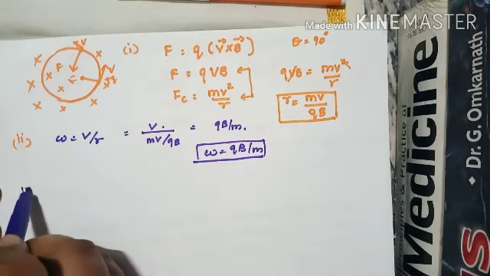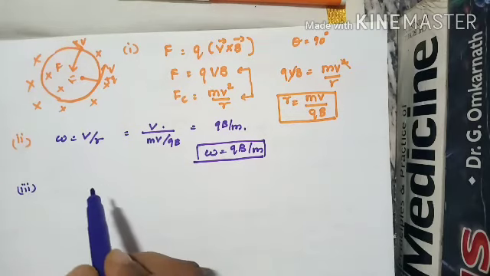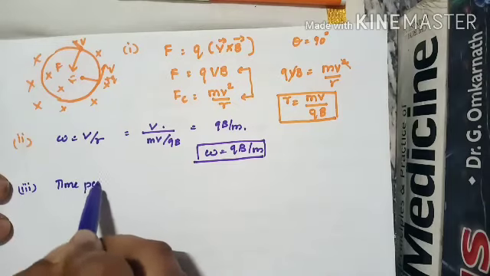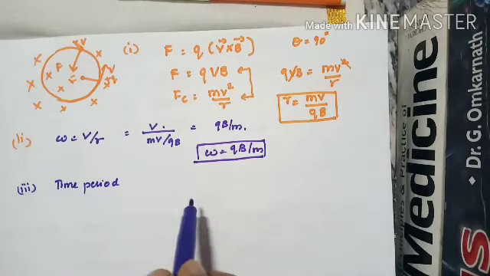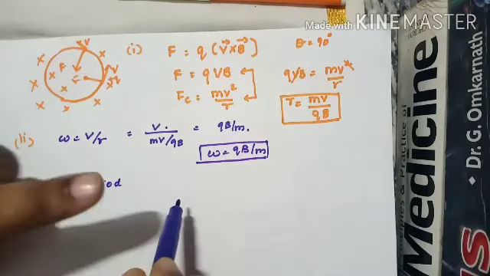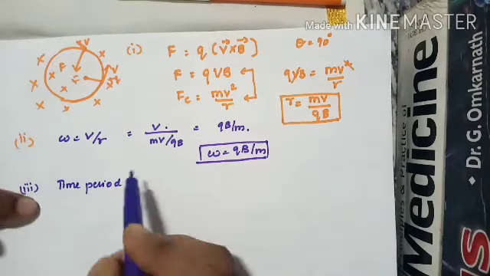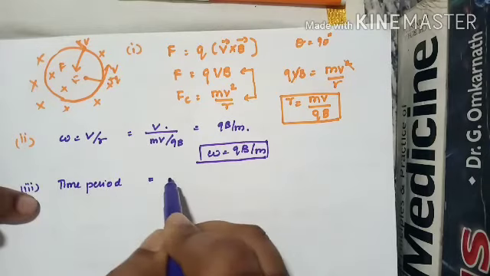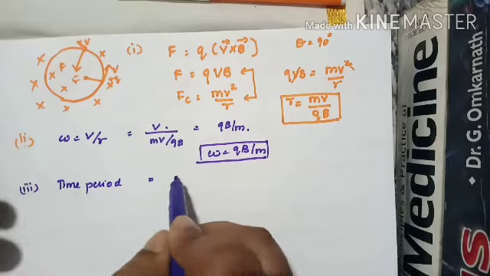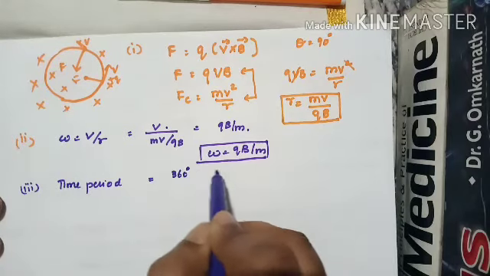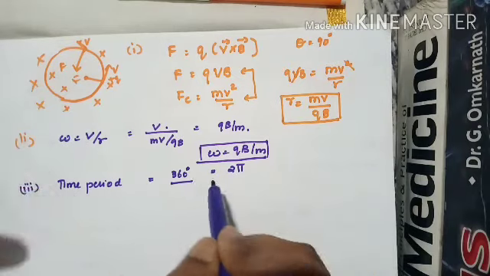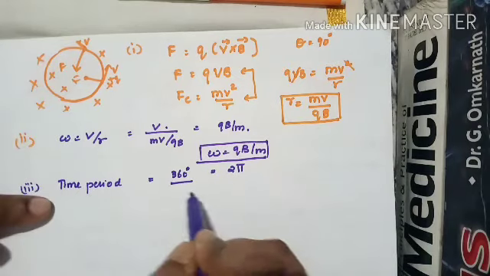Right. Now the third term which you have to find related to the same topic is the time period of revolution of the charged particle. That is, how much time is required by this charged particle to complete one revolution. So time period is equal to distance by velocity, right? Here the distance is one circular motion, which is 360 degrees, or in radians I will write 2 pi radians, right? And distance divided by time is velocity.